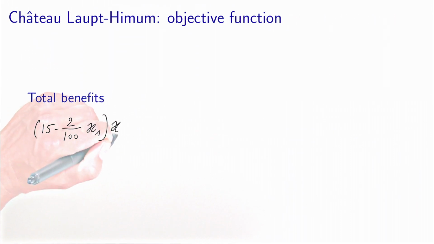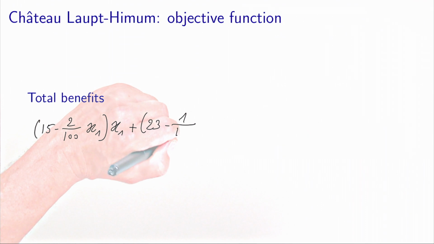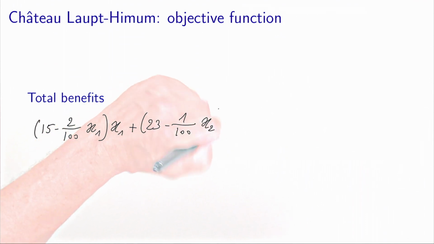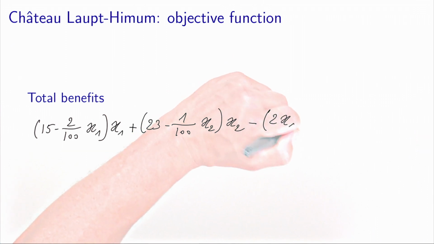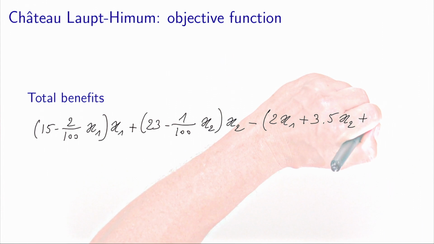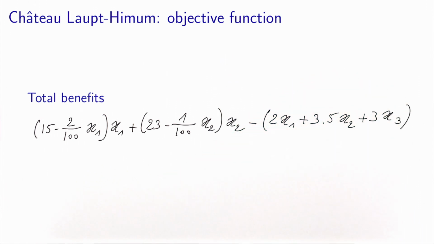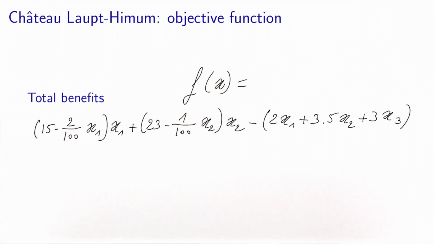It means that the total profit, the total benefits, is obtained by putting everything together. So we have the revenue from the rosé, the revenue from the red, minus the total cost that we have just calculated. And this is our objective function.